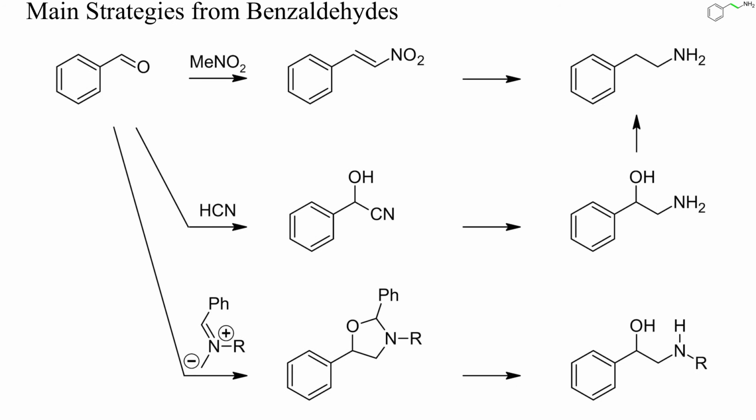Benzaldehydes and aryl ketones are usually converted into phenethylamines by condensation with nitromethane followed by reduction, for instance with lithium aluminum hydride. Cyanohydrin formation and reduction is another common strategy. Less flexible is the addition of azomethine ylides to benzaldehydes, but I'll also show you some of these.